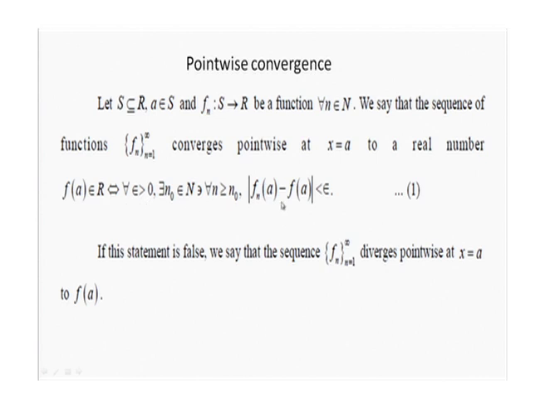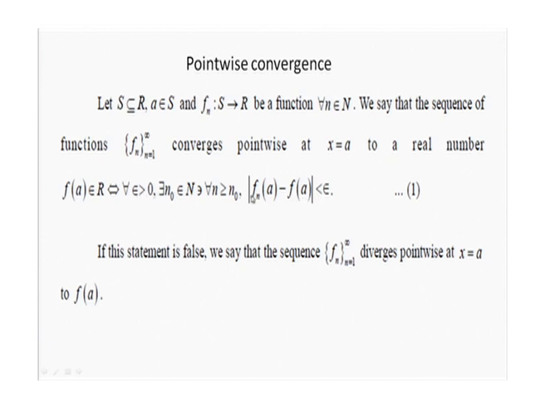If this statement is true, we say the sequence f_n(a) converges to f(a). It means that in this epsilon neighborhood of f(a), all the f_n(a) values fall, except for a few values of f_n for n equal to 1 to n_0 minus 1. Leaving those n_0 minus 1 values, all other values of f_n(a) must fall in this epsilon neighborhood of f(a), and this must be true for every epsilon.